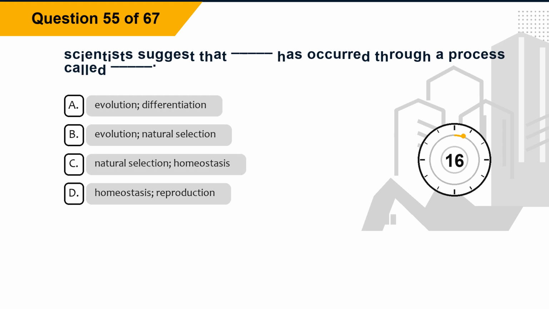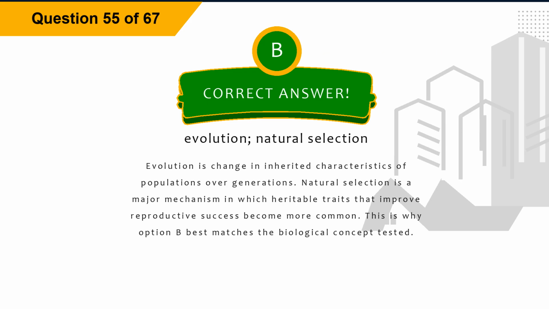Question 55. Scientists suggest that blank has occurred through a process called blank. Option A, evolution, differentiation. Option B, evolution, natural selection. Option C, natural selection, homeostasis. Option D, homeostasis, reproduction. The correct answer is option B, evolution, natural selection. Explanation: evolution is change in inherited characteristics of populations over generations. Natural selection is a major mechanism in which heritable traits that improve reproductive success become more common. This is why option B best matches the biological concept tested.